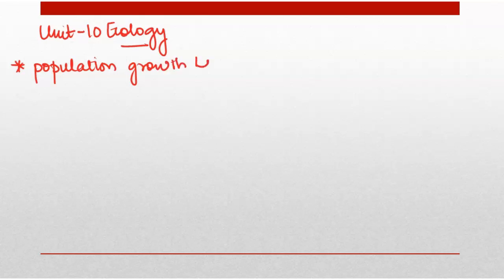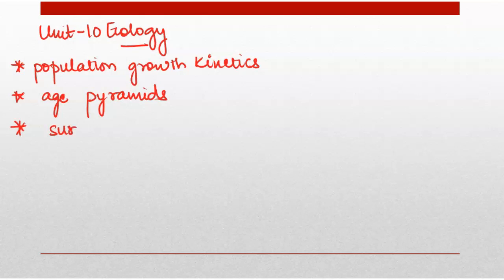Unit 10, Ecology. Easy unit once you understand it. First is population growth genetics. How the population grows. You should know all the graphs and the equations related to it. Now after preparing well, obviously I have started liking it, earlier I did not like it. Then is age pyramids. Then is survivorship curve.